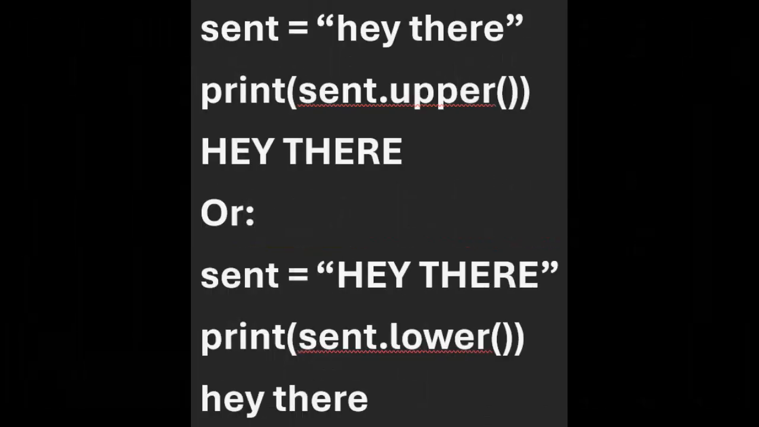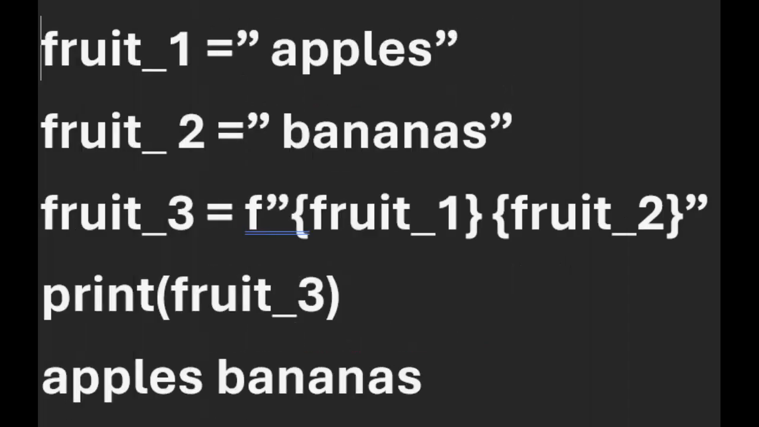You can manipulate other variables to all lowercase or all uppercase as well with the methods .upper and .lower. You can also insert a variable into a string, such as fruit1 equals apples and fruit2 equals bananas. Then type another variable as fruit3 equals f{fruit1} {fruit2}, then print(fruit3). The result is simply apples bananas.